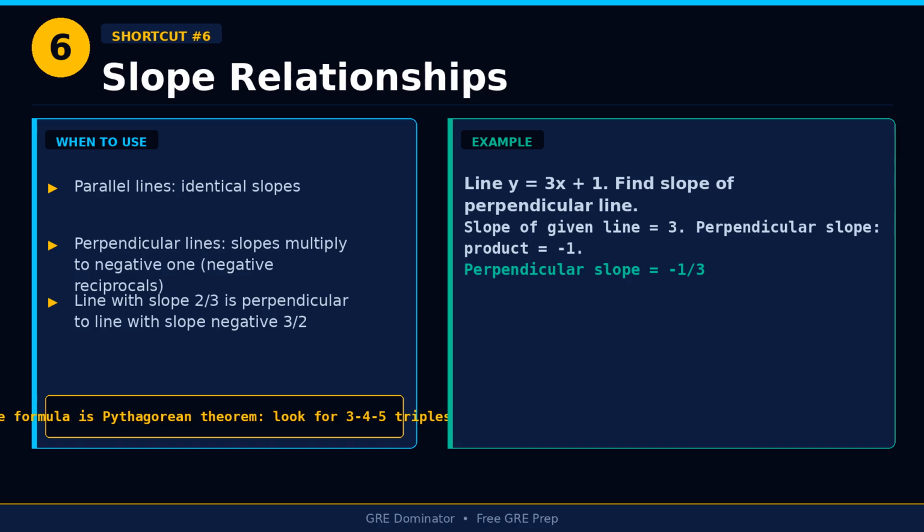Parallel and perpendicular lines. Parallel lines have identical slopes. If 2 lines have different slopes, they are not parallel and will intersect. Perpendicular lines have slopes whose product is -1. This means each slope is the negative reciprocal of the other. The slope of a line perpendicular to y equals 3x plus 1 is -1/3. To find the perpendicular line through a specific point, use the perpendicular slope and the given point in the equation y minus y1 equals m times (x minus x1).